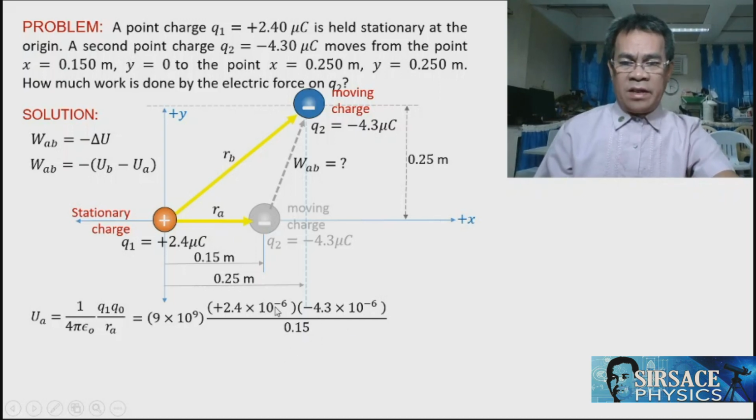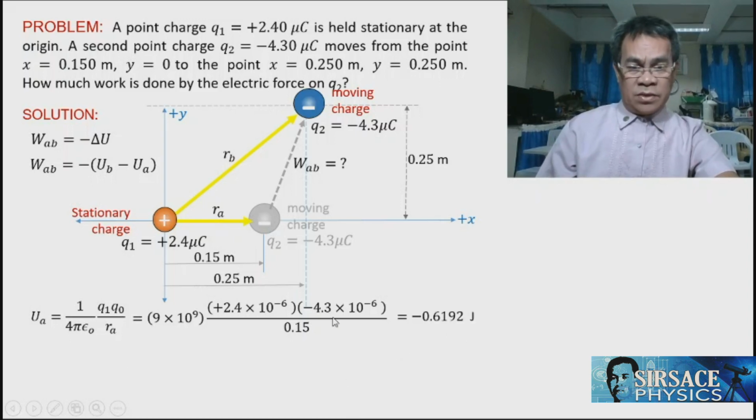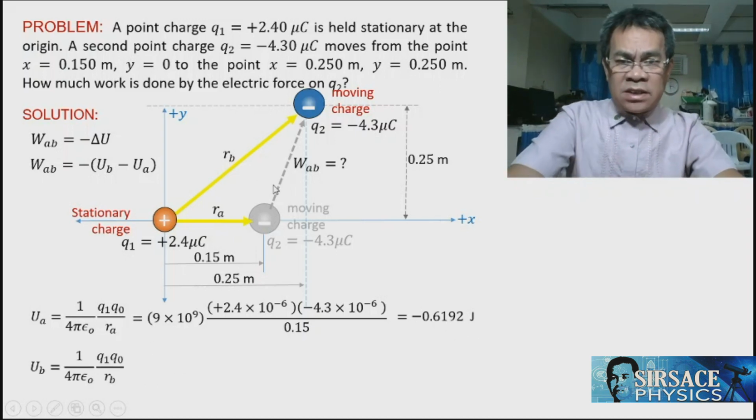So therefore, we cancel the coulomb square. What is left in the constant is Newton meter square, and this one is R in meters, so we cancel one. The remaining unit is Newton meter, which is joule. So this is negative because of the negative sign: negative 6.6192 joules.